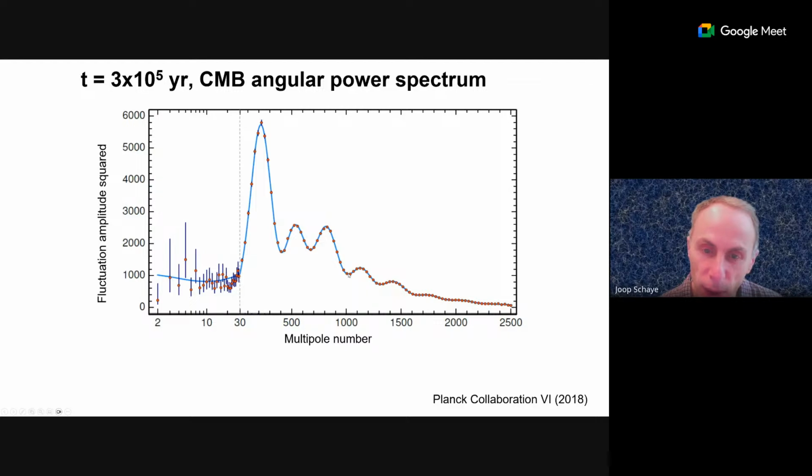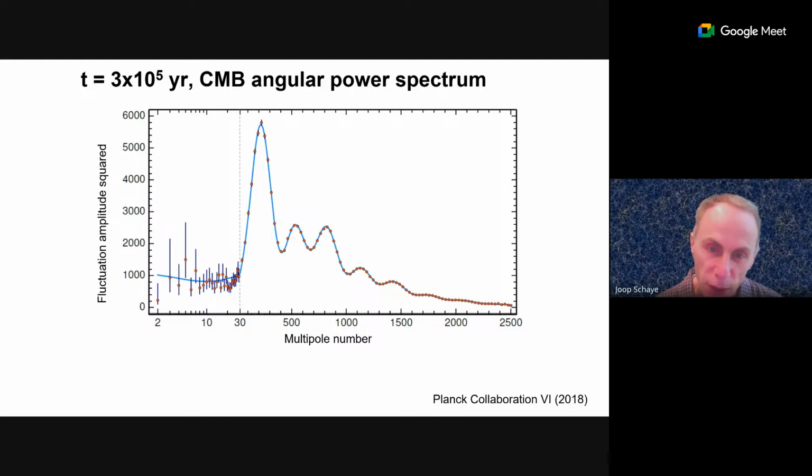But what is interesting is that the line is a theoretical model, and the red points are the measurements from the Planck satellite. And you can see on the right, you don't see any error bars, and that is because the error bars are smaller than the size of the points. So this pattern is really well measured, and it's very well described by our cosmological model.